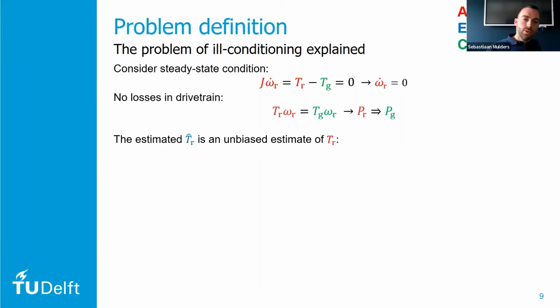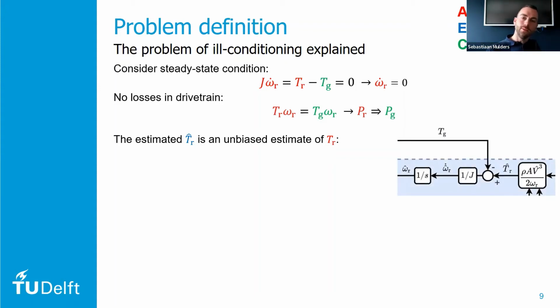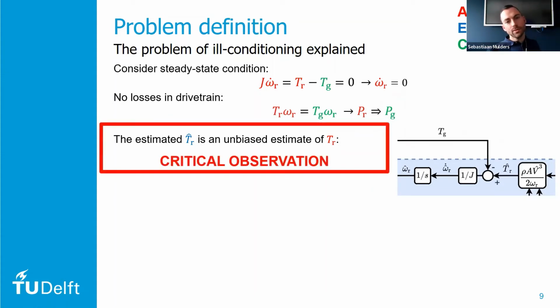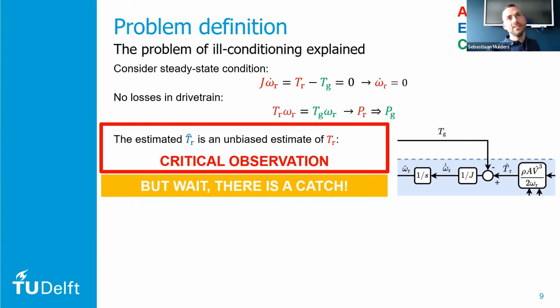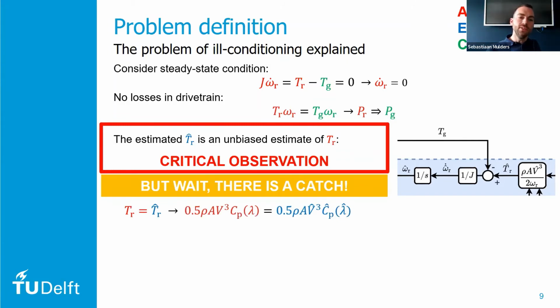What conclusion can we draw now? We always have an unbiased estimate of the real aerodynamic rotor torque in our estimator. We could see that already in this figure, because we integrate away this error here, and then we always have an unbiased estimate of the real rotor torque. I think this is a critical observation, and that's great, of course. We can make an unbiased estimate of the rotor torque, but of course there's a catch. If we now just evaluate this assumption, TR is equal to TR hat, then you end up with this equation, which you see on the right-hand side. We made some assumptions: rho is known, A is known, the half is of course known. So we cross that away, and then we see this relation appear.